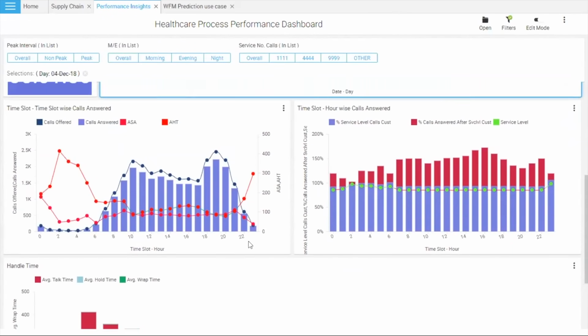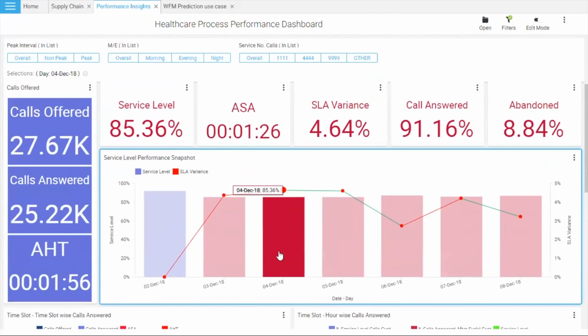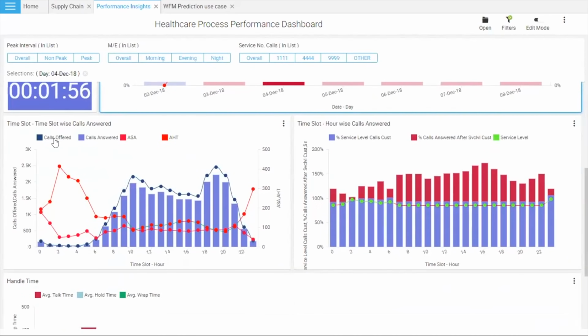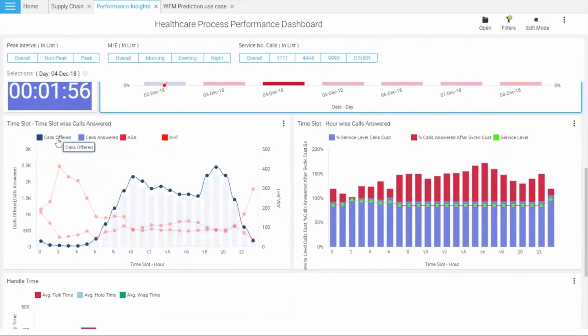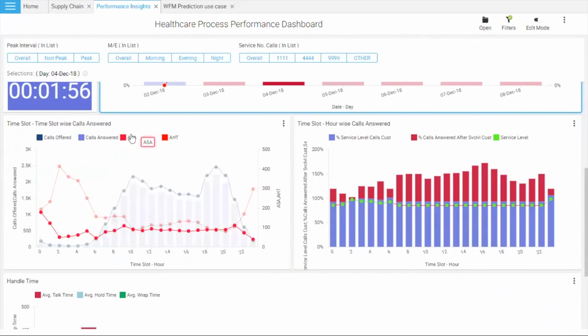Now, why do you see these lines as red is also because they've been outside the thresholds that have been defined for this business. So here you see 4th of December, none of the metrics are met. The service level, average speed to answer, SLA variance, and so on and so forth have not been met. They're all red. And subsequently, you see below is also the calls offered, number of calls that have been offered, how many calls have been answered within those intervals, average speed to answer.